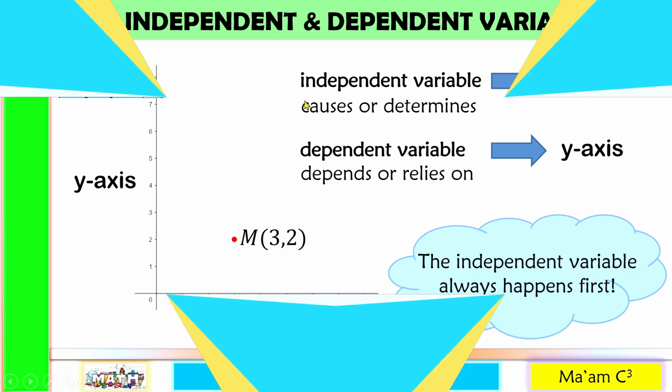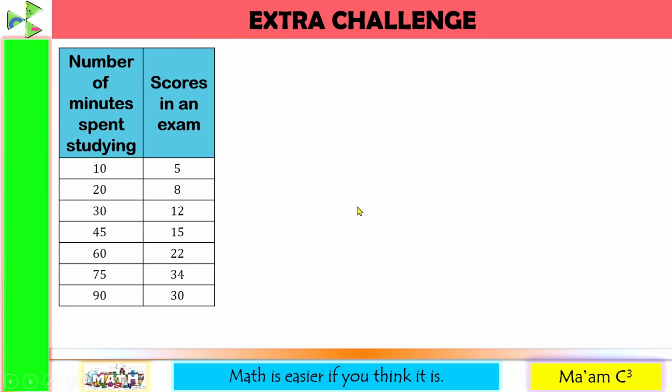Let's do extra challenge. So in here, we are going to create the scatter plot, and then I am going to give the value of R. Then we are going to determine the form, the trend, and variation. By merely looking at this table, we can see that as the number of minutes spent in studying increases, the scores generally increase too. So I would say that this will create a positive trend. Let us prove that by plotting.